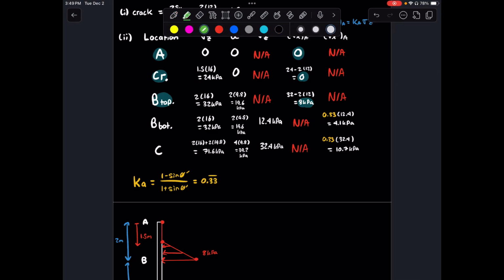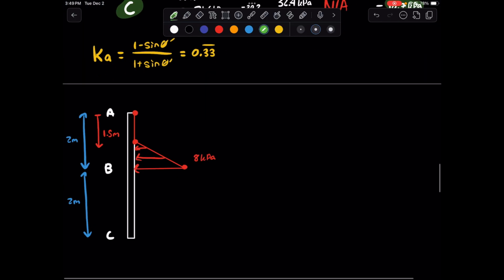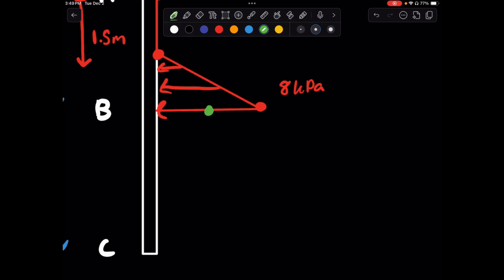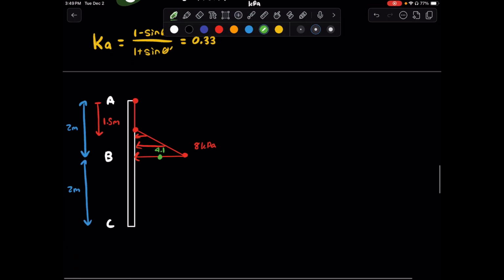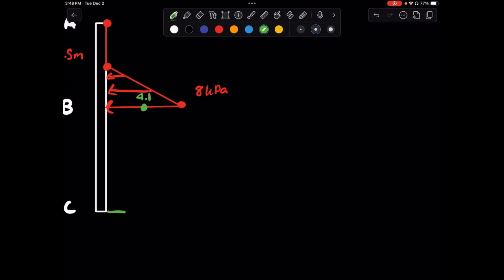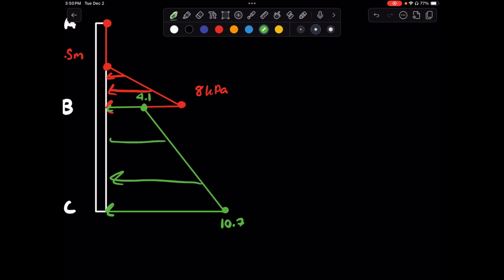Next we go to ESA, which is just B top and C. And those have values of 4.1 and 10.7. So probably around here is a safe guess, 4.1. And then 10.7 would probably be around here. So again, just connect it and draw the distribution.